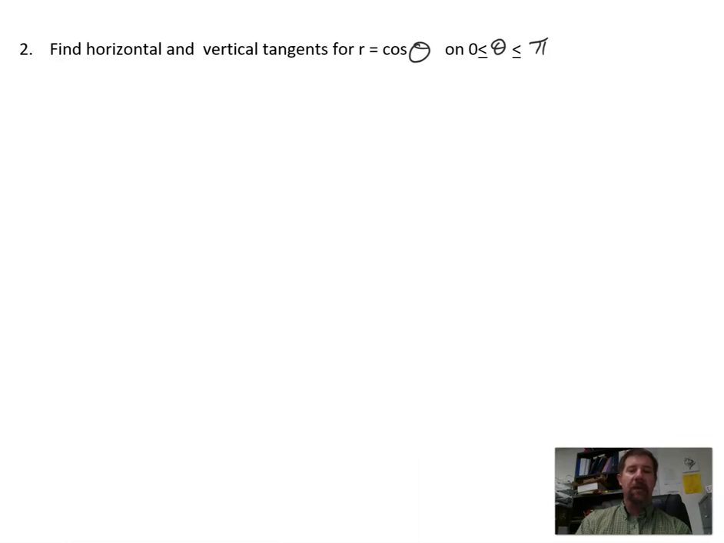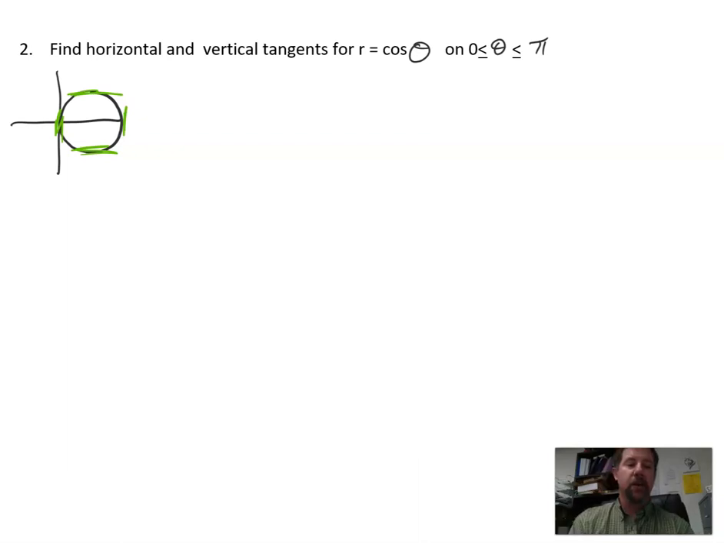Okay, number 2, we want to find the horizontal and vertical tangents for r = cosine theta on 0 to pi. Alright, just getting our mind frame. r = cosine theta, what kind of graph is that? Well, r = a cosine theta is a circle, and it would look something kind of like this, off to the x side. And so we're going to look for the vertical and horizontal tangents on this graph. These guys right here, that's where our vertical and horizontal tangents would be.